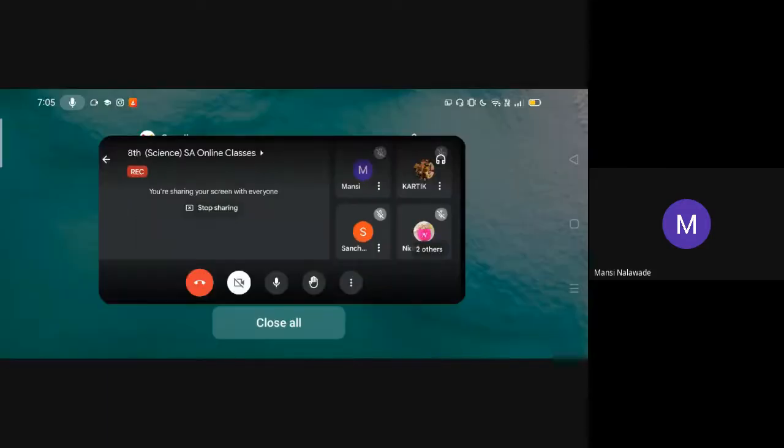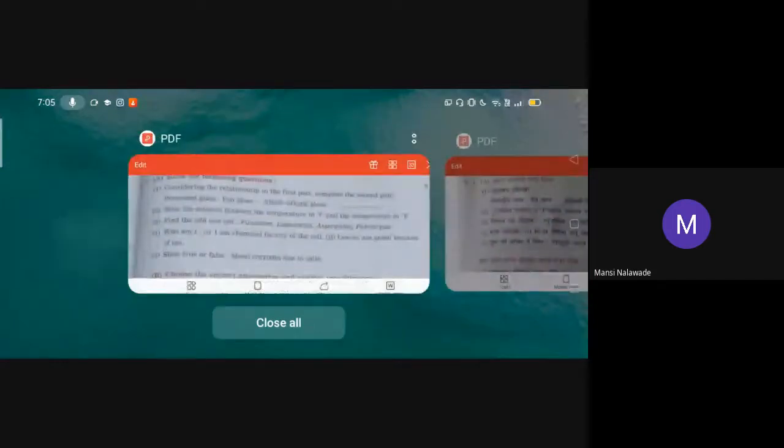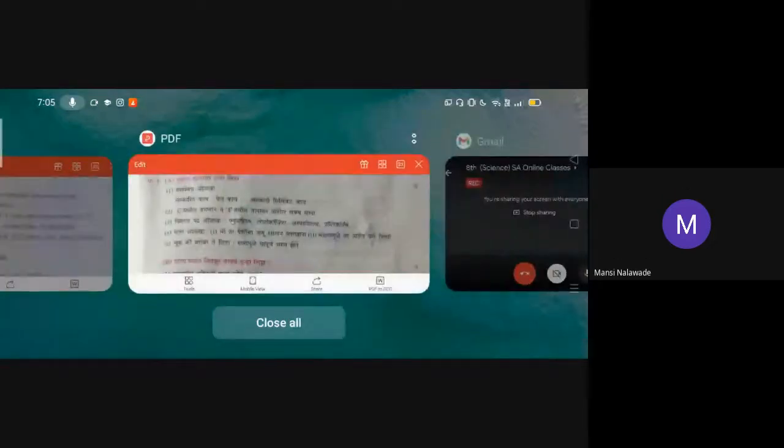Now, your next question is, find the odd one out. Fusarium, Leptocorsia, Aspergillus, Polycarpus.